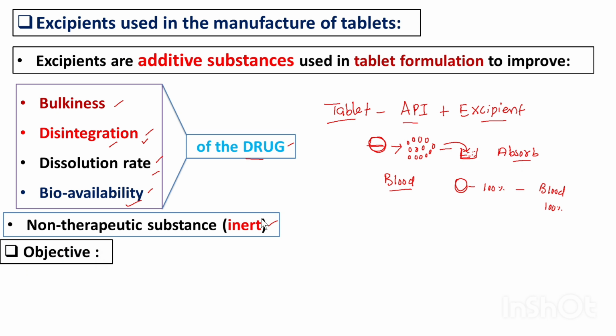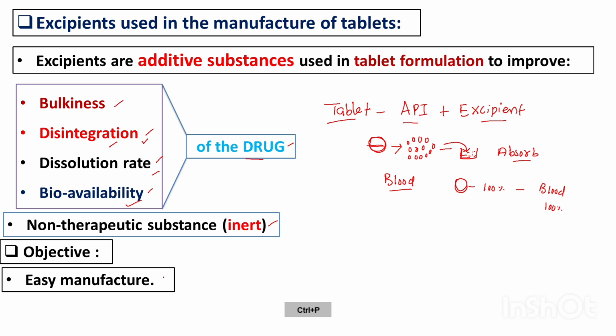Coming to its objectives, what are the objectives of excipients? First of all, it will ease the manufacturing process. In manufacturing we need to convert powder API to a tablet dosage form, which is convenient to use for different patients. What do you mean by different patients? It may be a child or an adult, it may be an older patient, right? Depending upon their body physiological conditions and the site of action where we need to take the tablet.